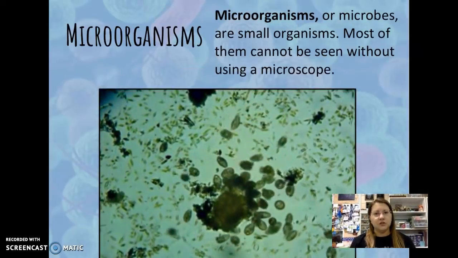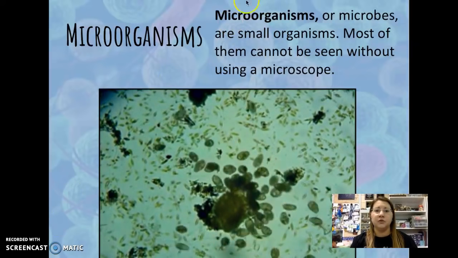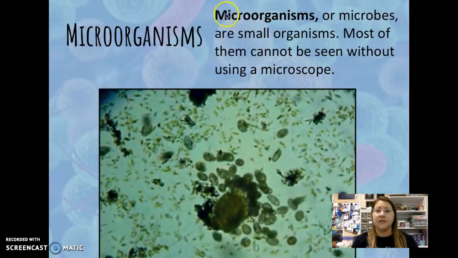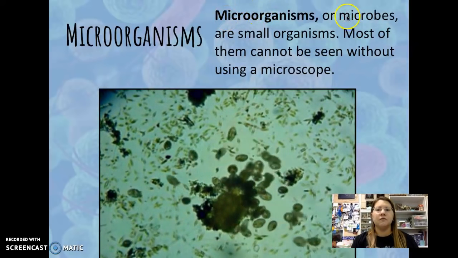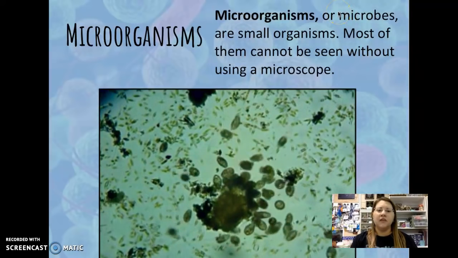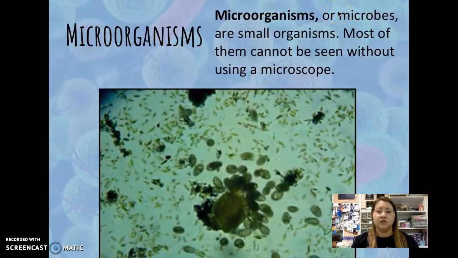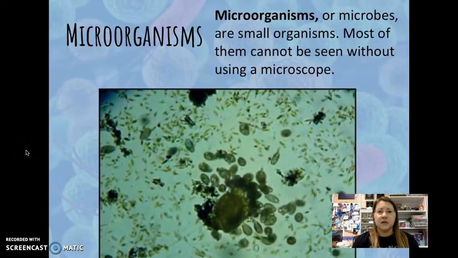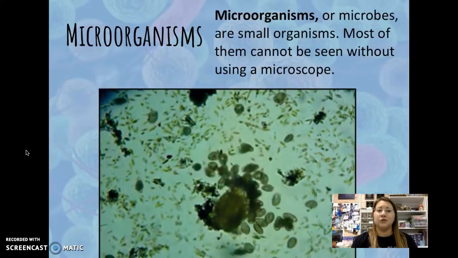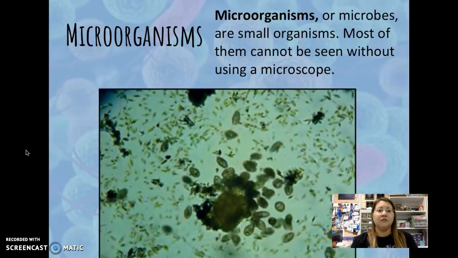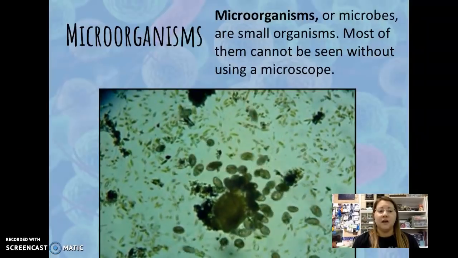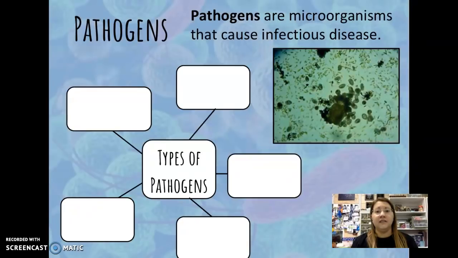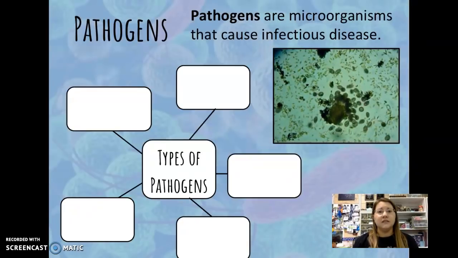The term microorganism refers to your stem, micro, small, and we're just referring to organisms that are small. Microorganisms are also referred to as microbes. You have to use a microscope in order to see them. These samples can be taken from lots of different places: from your bloodstream, from saliva, from pond water, for example. So you may find microorganisms in lots of different places. But the ones that we're focusing on in this chapter are going to be ones that can cause disease.